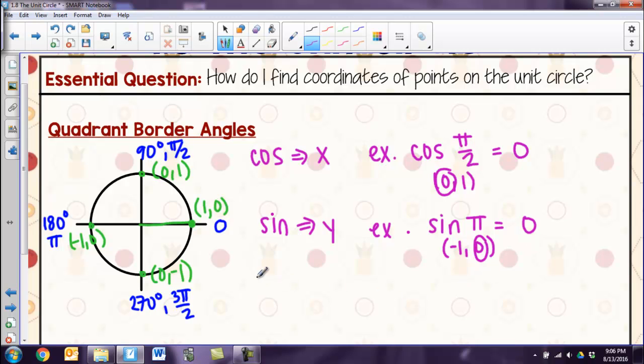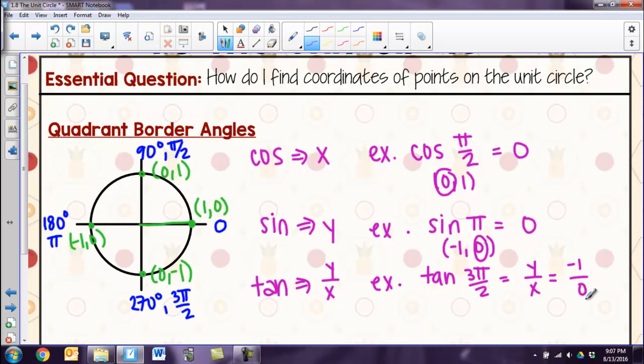Okay, tangent is a little bit more tricky because remember that's sine over cosine, or y over x. So if I went ahead and found the tangent of 3 pi over 2, remember here, I'm going to need to find y over x. So my y value down here at 0, negative 1 is negative 1 over 0.